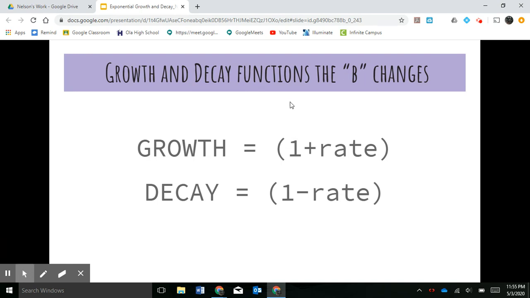This is where growth comes in. If they give us a percentage rate, then we have to put the 1 in there because that takes care of the initial amount. Then the rate is the increase. So if it's a growth, it's 1 plus the rate. If it's a decay, it's 1 minus the rate.